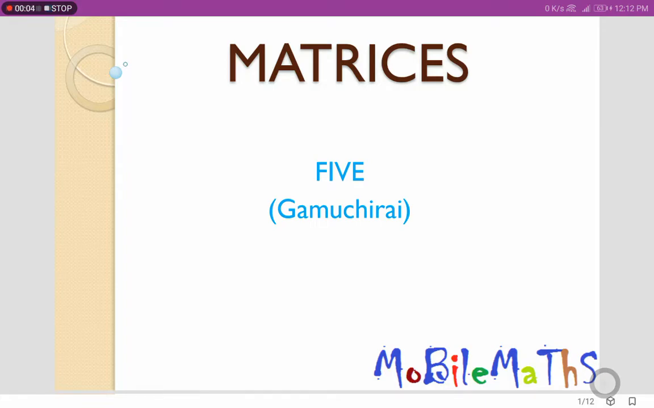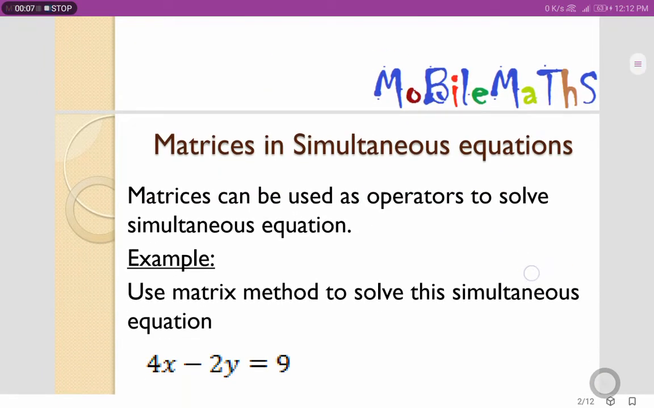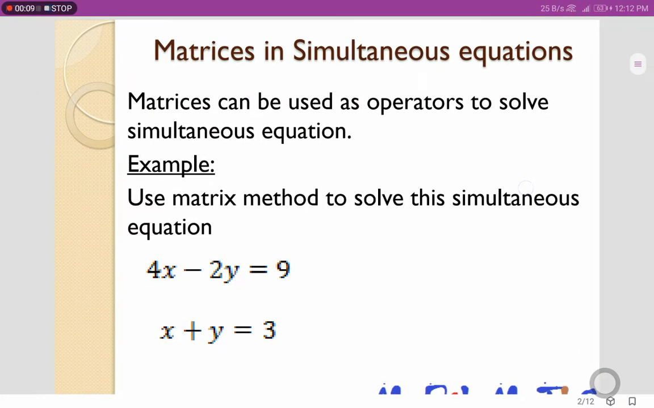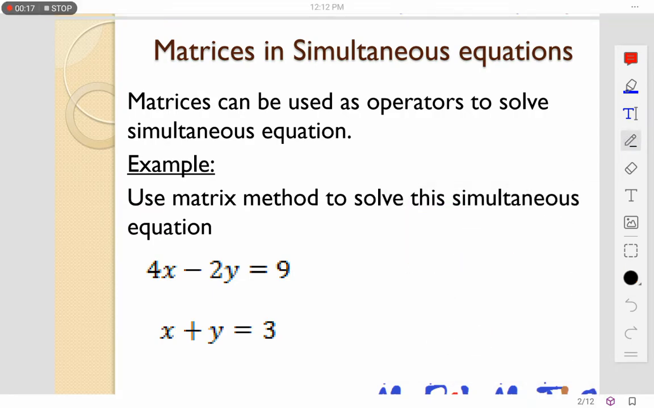Today we are going to look at matrices 5. We are going to use matrices in solving simultaneous equations. So for example, I've got this equation: 4x minus 2y is equal to 9, and I've got another equation: x plus y is equal to 3. So we are going to rewrite this simultaneous equation, taking the left hand numbers on their own and the right numbers on their own. So this is what we are going to do.